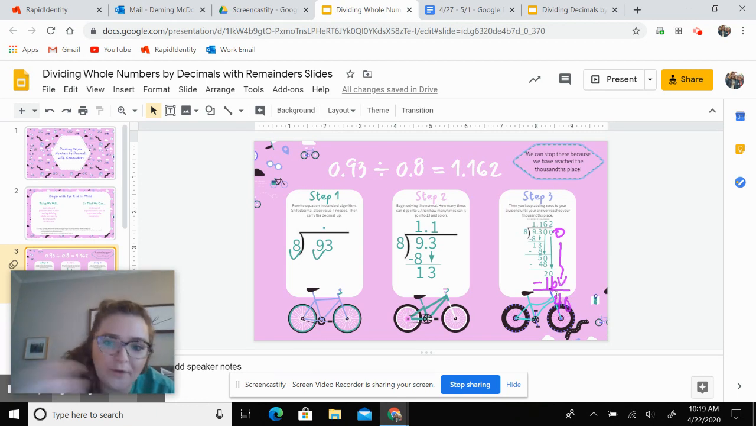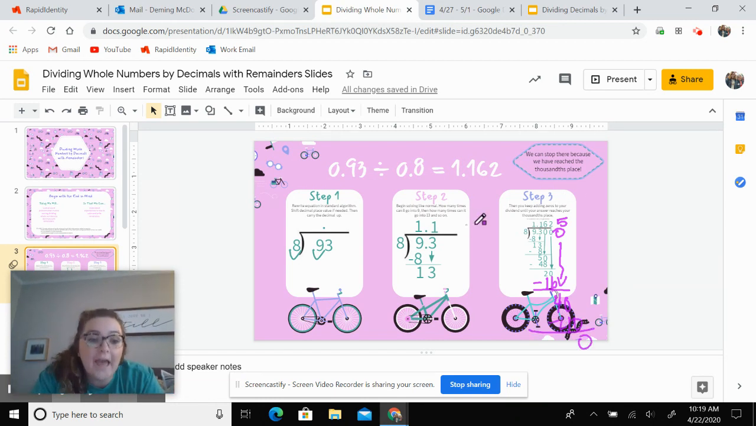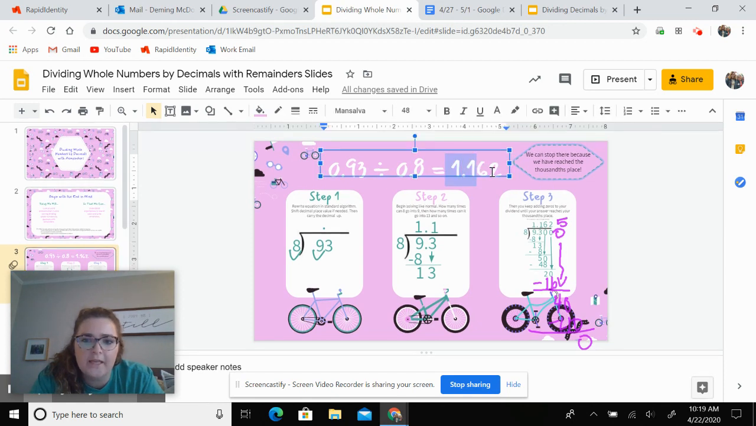How many times can 8 go into 40? 5 times. 5 times 8 is actually 40. And so you end up being left with 0. Again, you only have to go to your thousandths place, so you don't have to do this part. You can actually just stop at your thousandths place. So a perfectly suitable answer for this one is 1 and 162 thousandths.